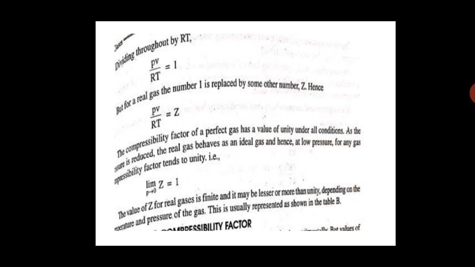The compressibility factor of a perfect gas has a value of unity under all conditions. As the pressure is reduced, the real gas behaves like an ideal gas, and hence at low pressure for any gas, the compressibility factor tends to be unity. The limit of Z when P tends to 0 is equal to 1. The value of Z for real gases is finite, and it may be lesser or more than unity depending on the temperature and pressure of the gas. This we can see from the table.